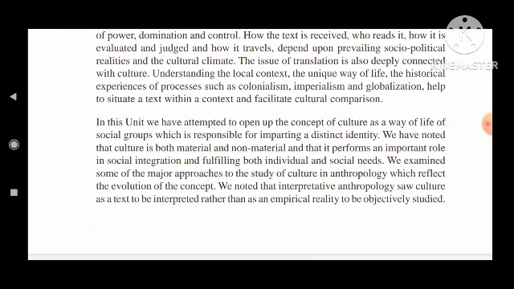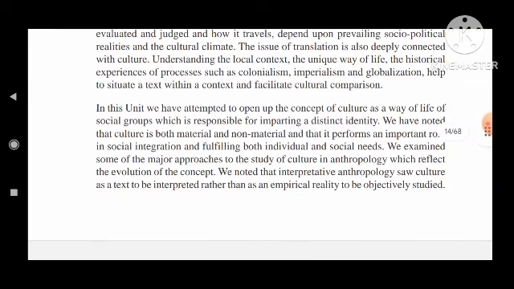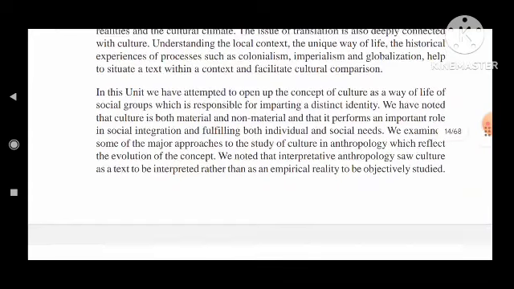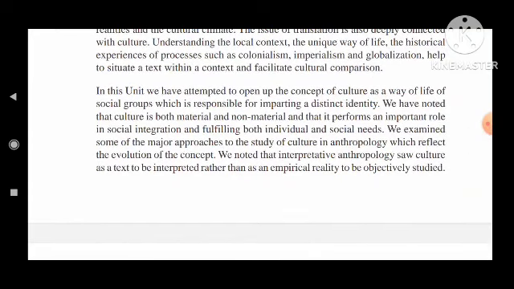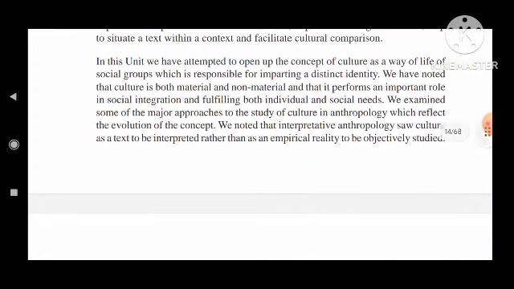The issue of translation is also deeply connected with culture. Understanding the local context, the unique way of life, and the historical experiences of processes such as colonialism, imperialism, and globalization helps to situate a text within a context and facilitates cultural comparison. In this unit, we have attempted to open up the concept of culture as a way of life of social groups which is responsible for imparting a distinct identity. We have noted that culture is both material and non-material, and that it performs an important role in social integration and fulfilling both individual and social needs.